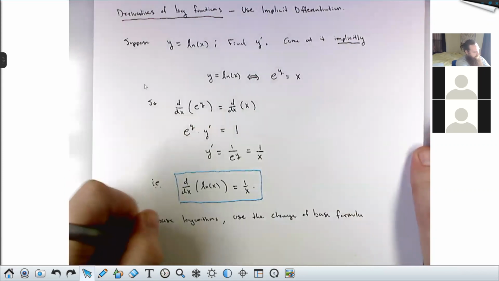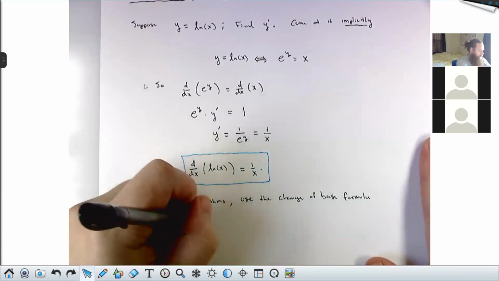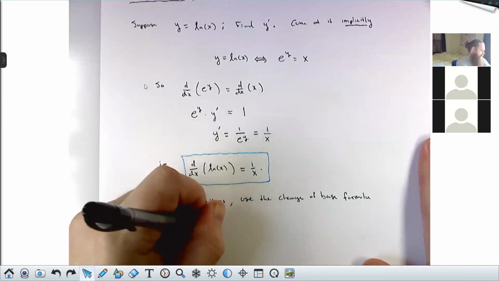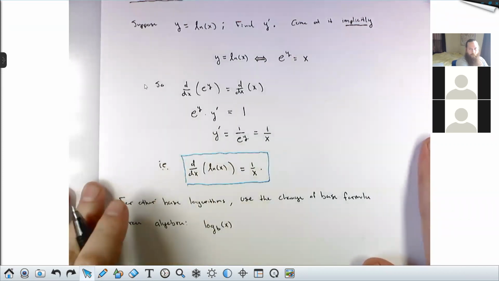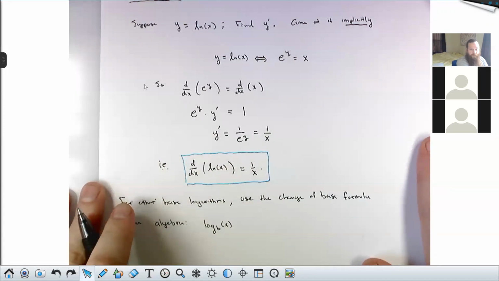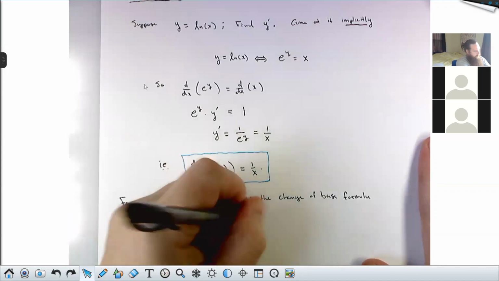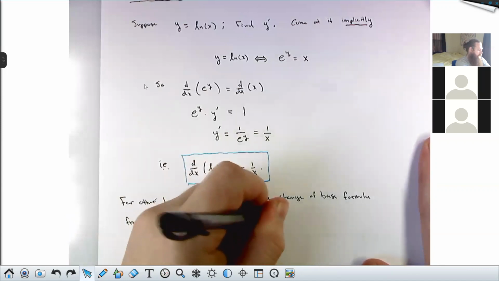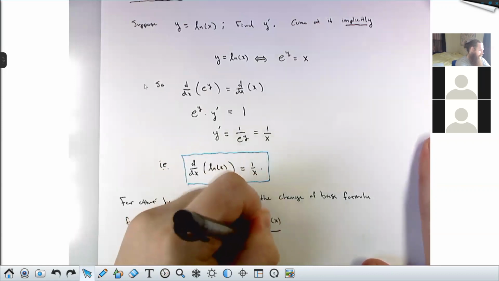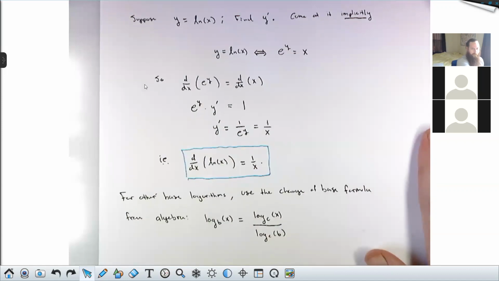From your algebra classes. The change of base formula says, if you start with the log base b of x, you can rewrite that as any other base logarithm you want. You can write that as the log base c of x divided by the log base c of the old base.